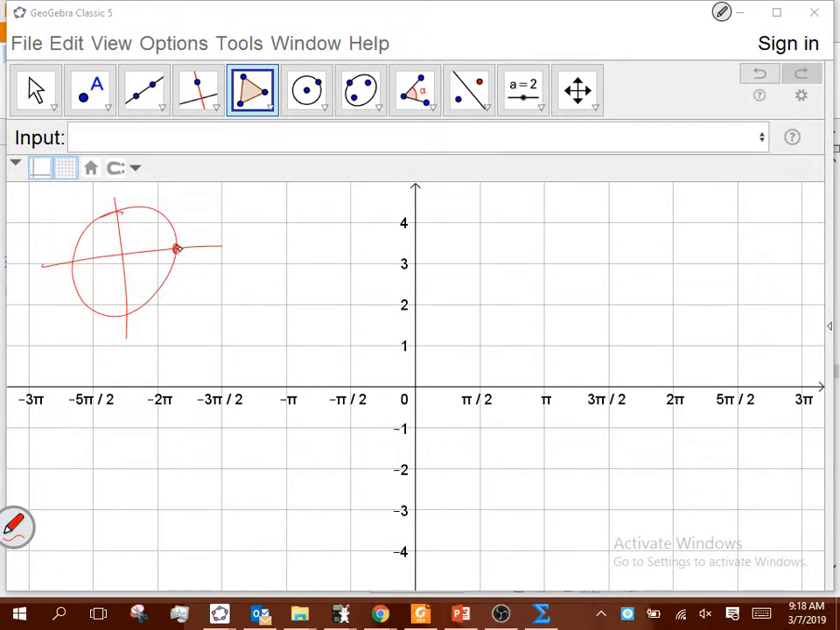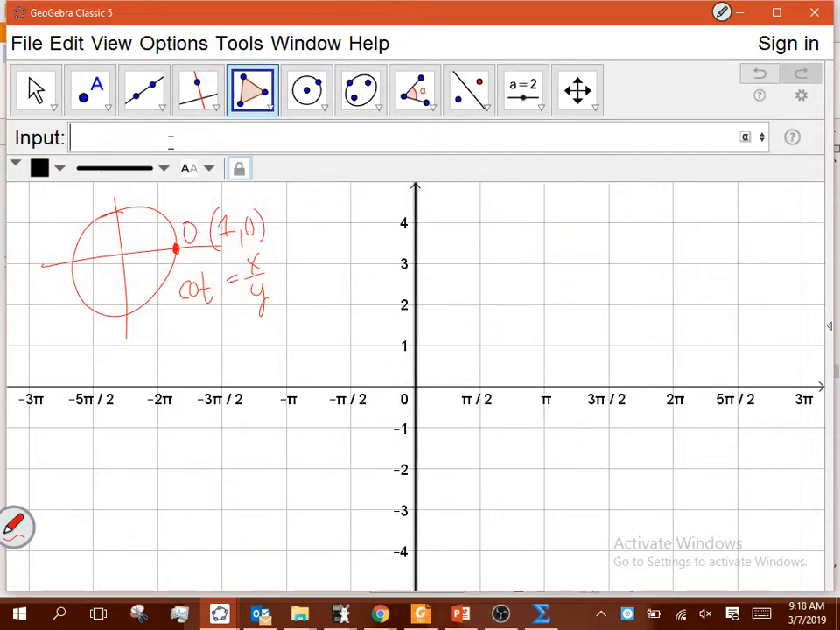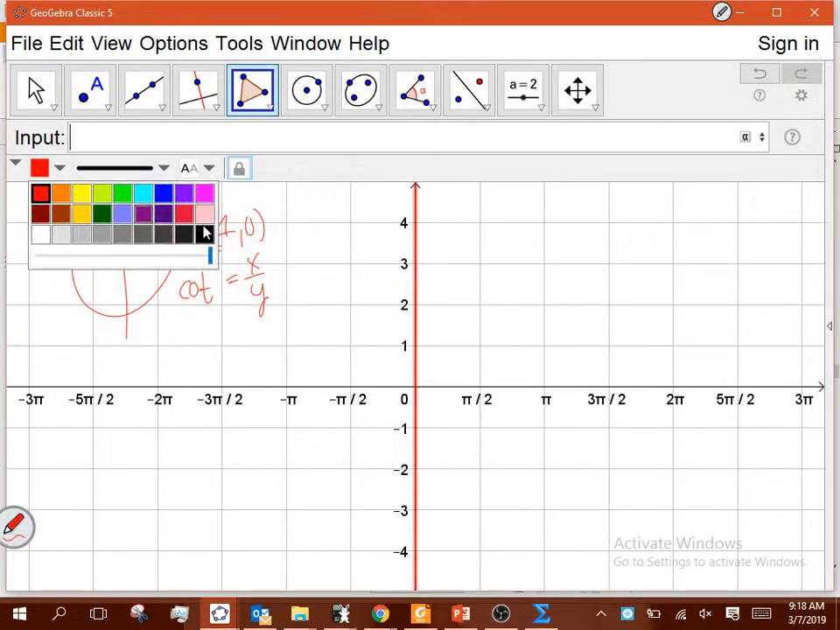Obviously, this is my first ordered pair that I'm interested in. It's 0 radians, and the point is 1, 0, and cotangent, remember, is x divided by y. If I take my x value divided by my y value, 1 divided by 0 gives me what? Undefined. So x equals 0, we have that asymptote.